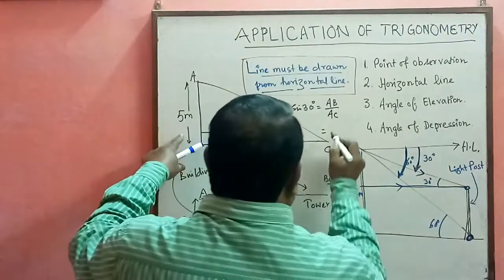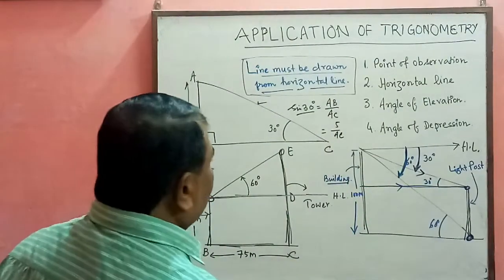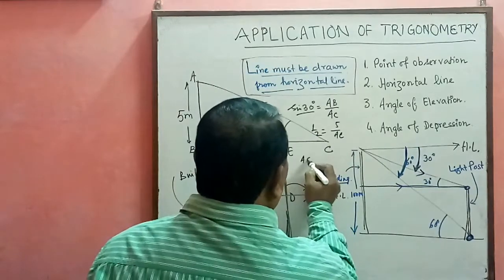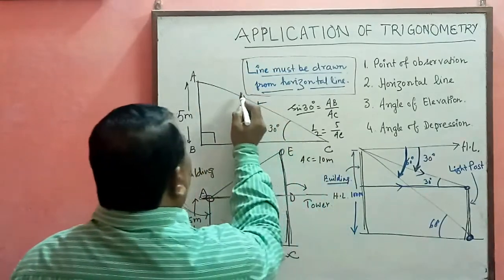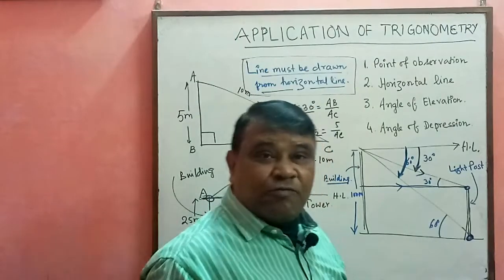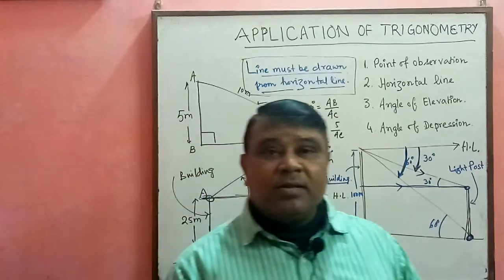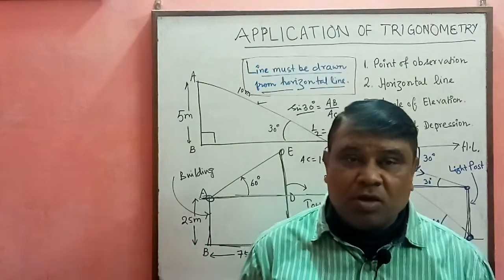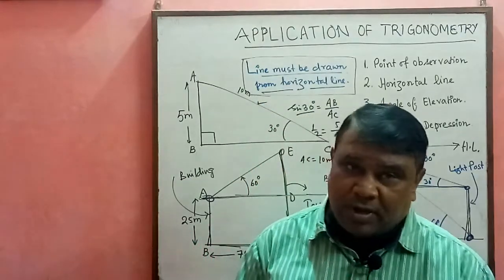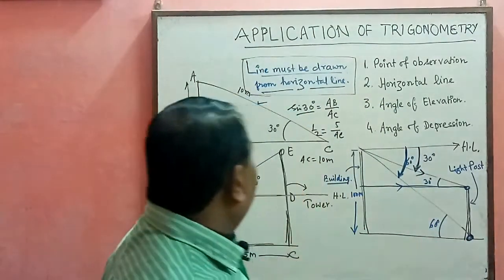AB is given, so 5 upon AC, and we know sine 30 is half. So definitely half is equal to 5 upon AC. So AC is equal to 10 meter. So definitely this is coming 10 meter. This is one of the advantages of trigonometry. That is the reason if any two sides, or an angle and a side, is given, we can find out the other sides of a right angle triangle with the help of trigonometry. Now we will discuss some problems here.